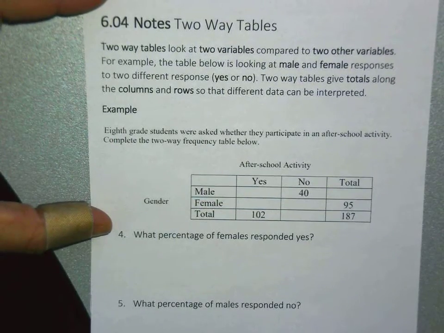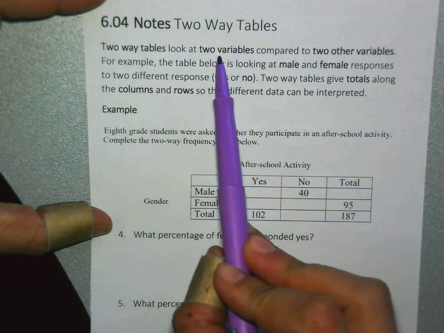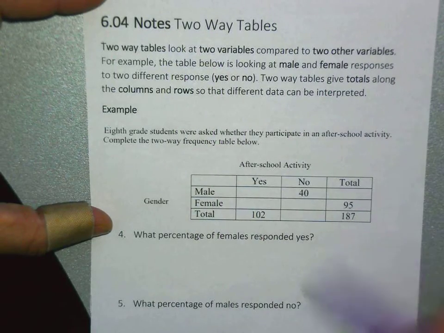So the second part of our notes today are two-way tables. You're going to see these a lot on the PSAT and the SAT over the next 3 years that you take it, so it's really important to learn how to do this. And they're pretty easy. So a two-way table looks at two variables compared to two other variables.